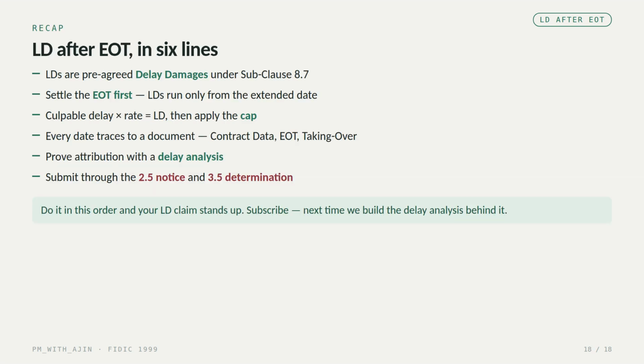Let's bring it together in 6 lines. Liquidated damages are pre-agreed delay damages under subclause 8.7. Settle the EOT first, because LDs run only from the extended date. Culpable delay times the rate gives the LD. Then you apply the cap. Every date must trace to a document: the contract data, the EOT award, the taking over certificate. Prove attribution with a proper delay analysis and submit it through the 2.5 notice and the 3.5 determination. Do it in that order and your LD claim stands up.